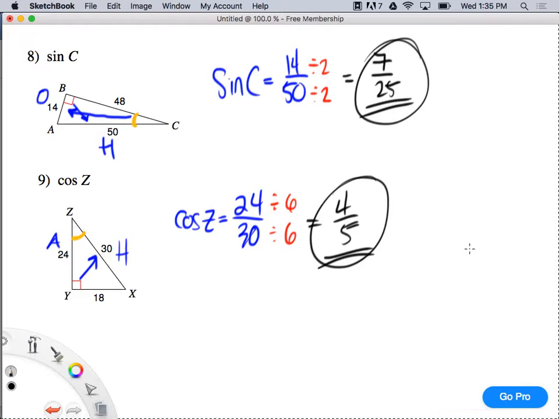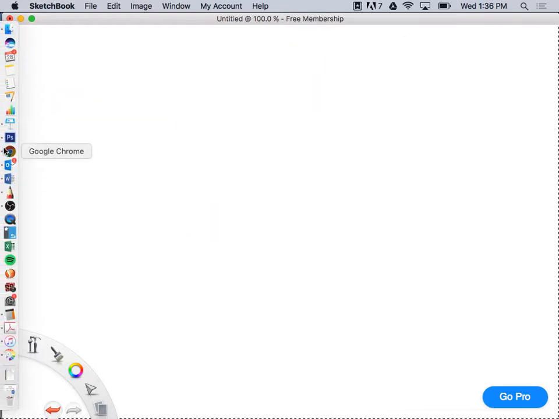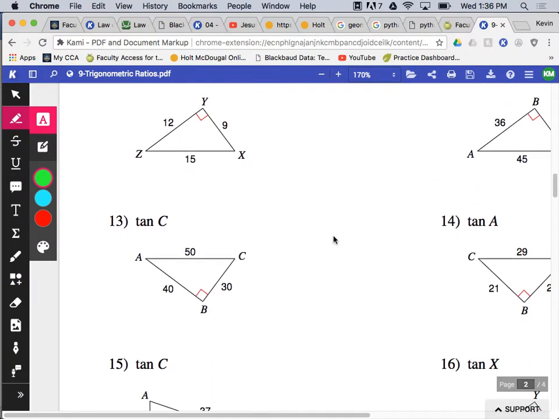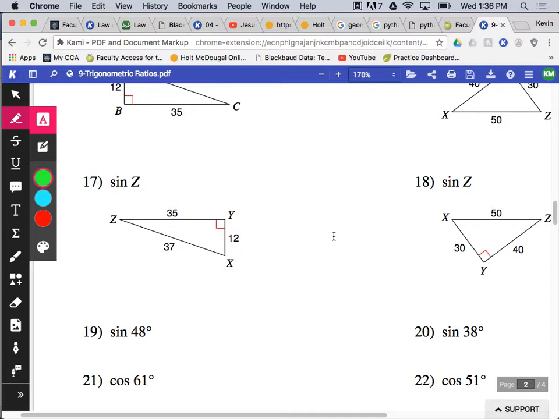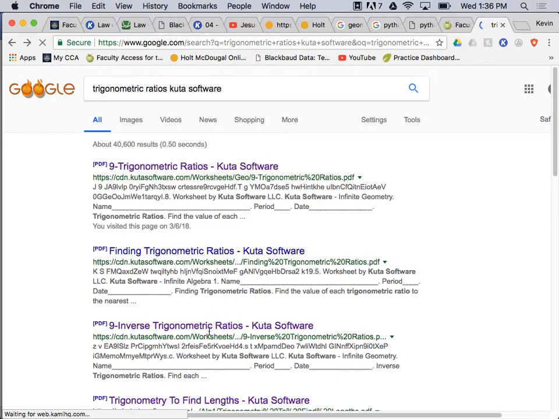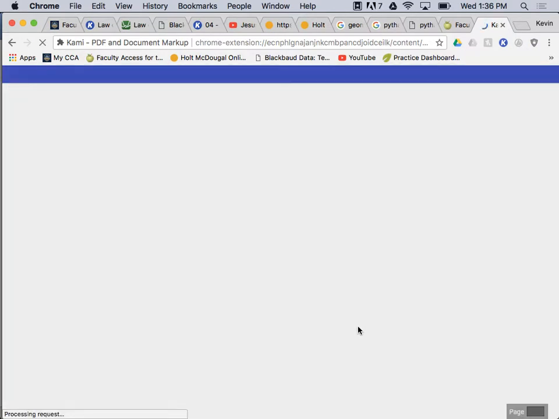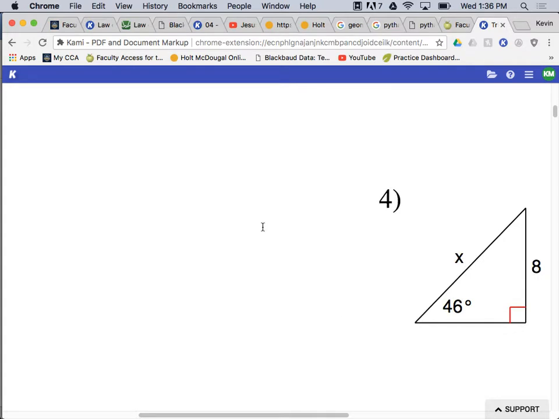Now, the next part of this is on the next page. So flip to the next page of that worksheet.